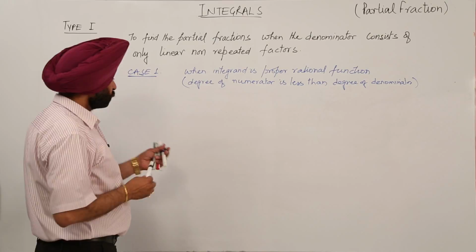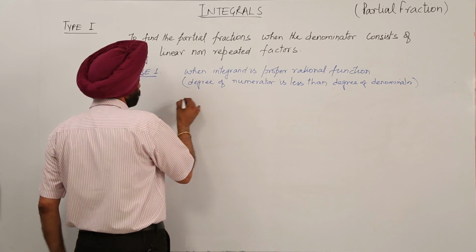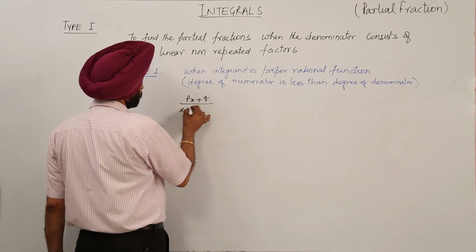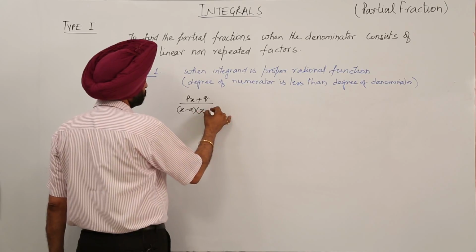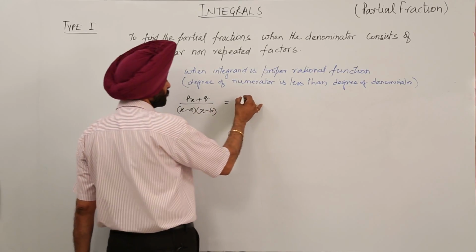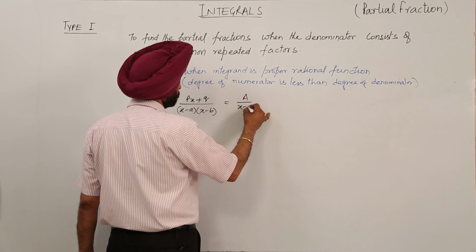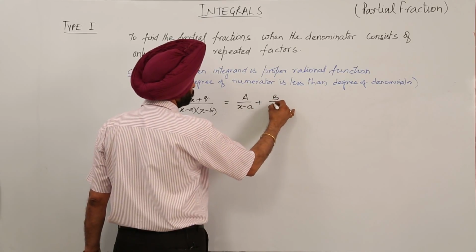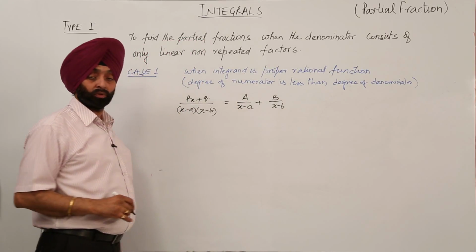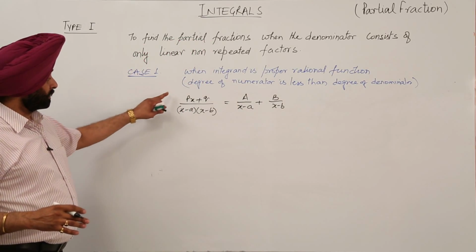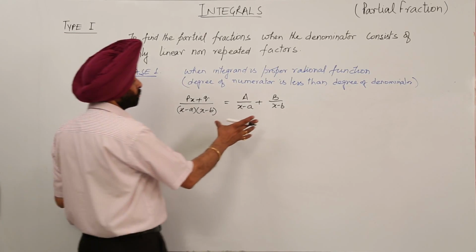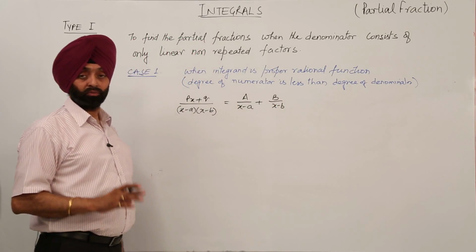Now what we can write is, we are having (px plus q) upon (x minus a)(x minus b). How are we going to write this? To this we can write A upon (x minus a) plus B upon (x minus b). Okay, we are having the integrand as proper, degree of numerator is less than the degree of denominator, then we are going to write the expression in this format, first thing.